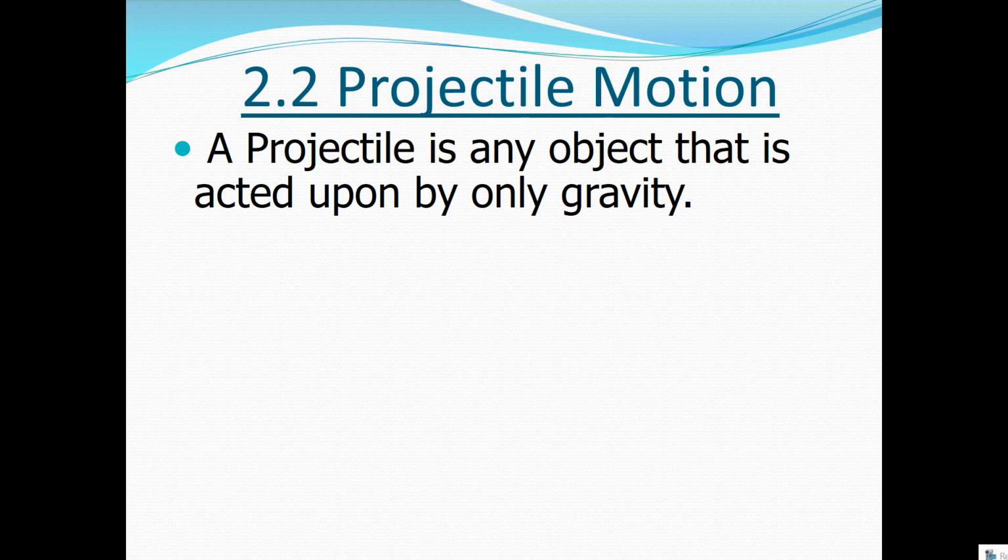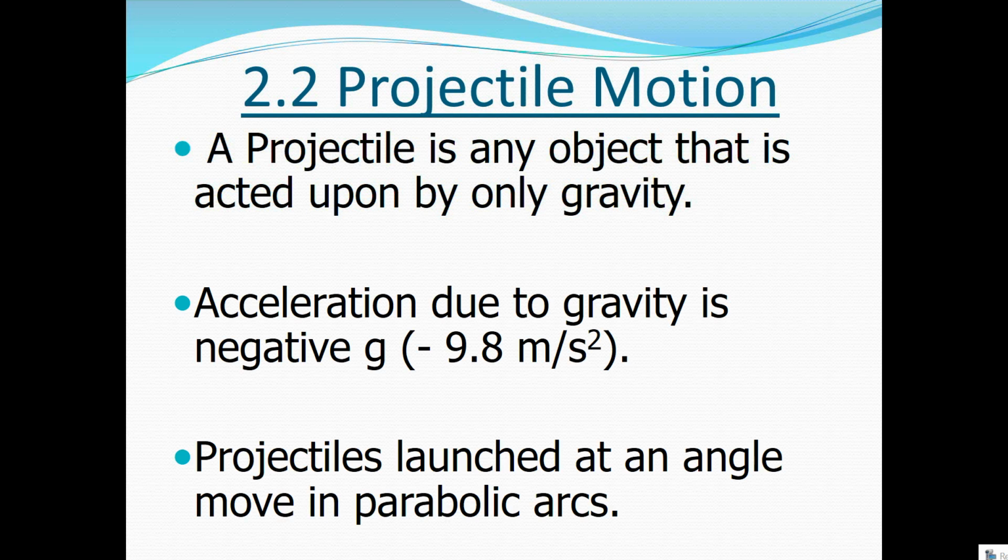We're going to move on to another review topic, that is projectile motion. A projectile is referred to as any object that is acted upon only by gravity. This can include projectiles that are moving in 2 directions or projectiles that are moving up and down vertically just under the effect of gravity.